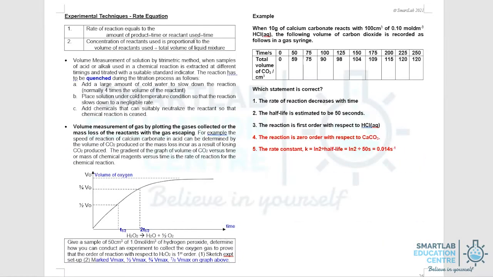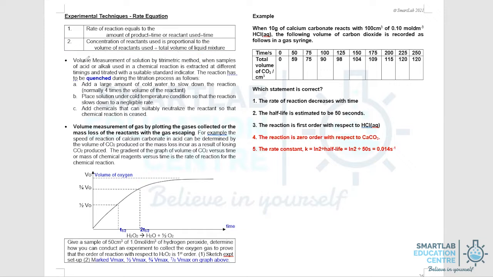We'll now study the rate equation with respect to focusing on experiments. So there are two equations that have typically been used. One, the rate equation is equal to the amount of product divided by the time taken, or the amount of reactant used divided by the time taken. The second one, the concentration of the reactant used is equal to the volume of the reactant used divided by the total volume of the liquid mixture.